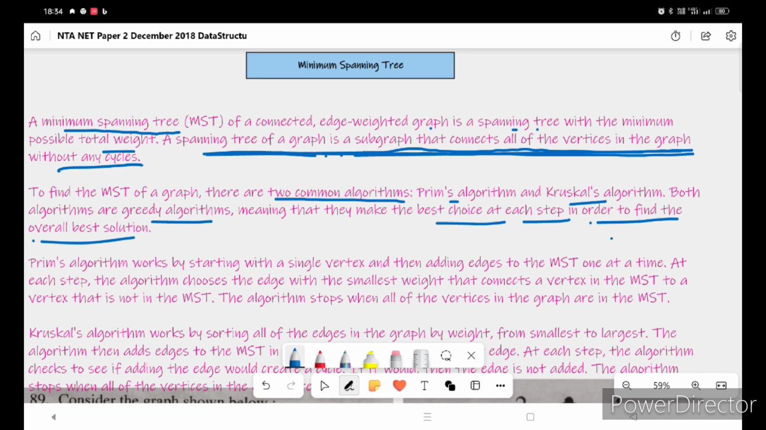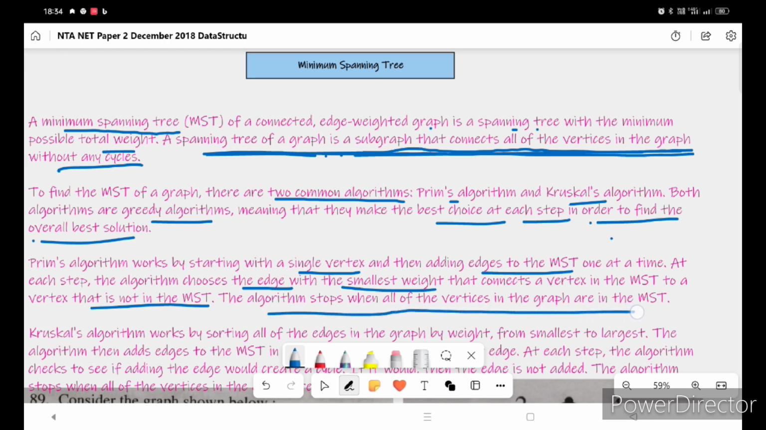Prim's algorithm works by starting at a single vertex and then adding edges to the MST one at a time. At each step, the algorithm chooses the edge with the smallest weight that connects a vertex in the minimum spanning tree to a vertex that is not in the MST. This algorithm stops when all the vertices in the graph are in the MST.